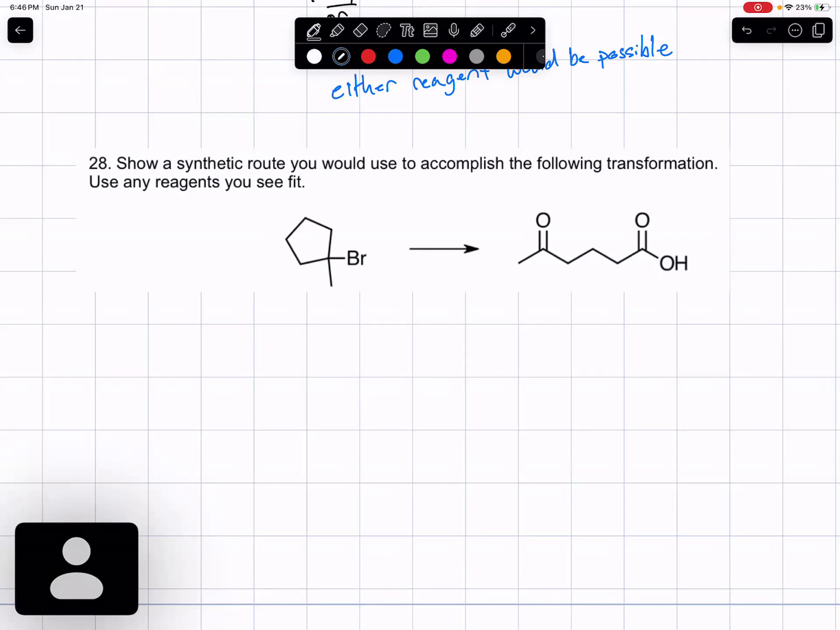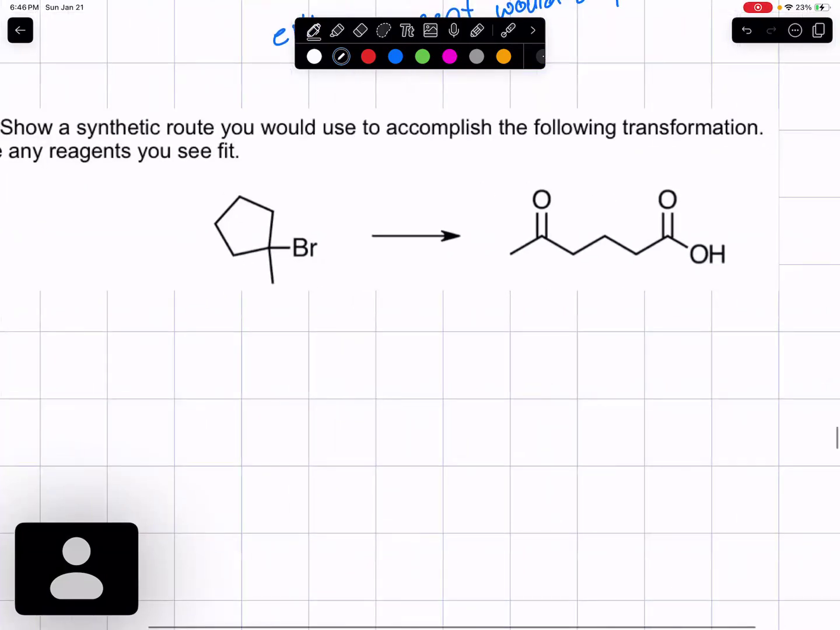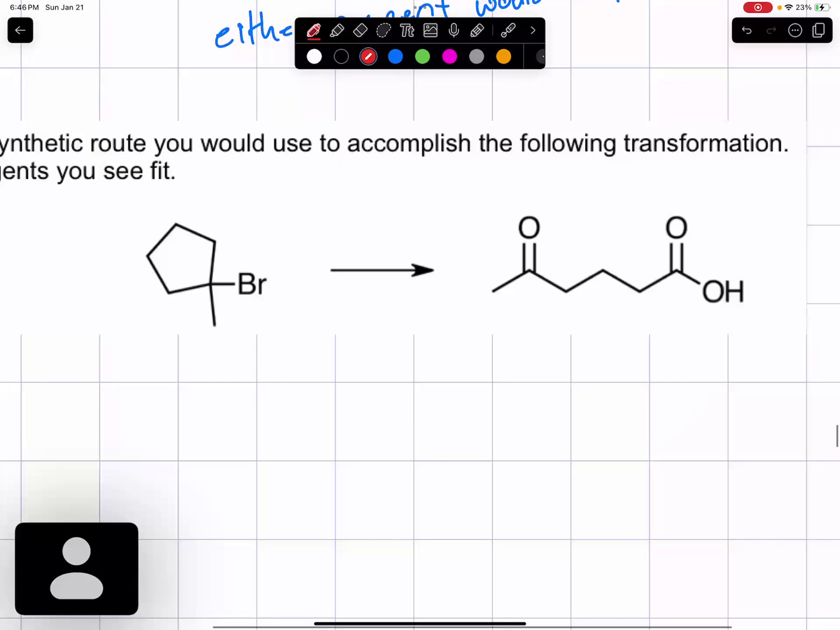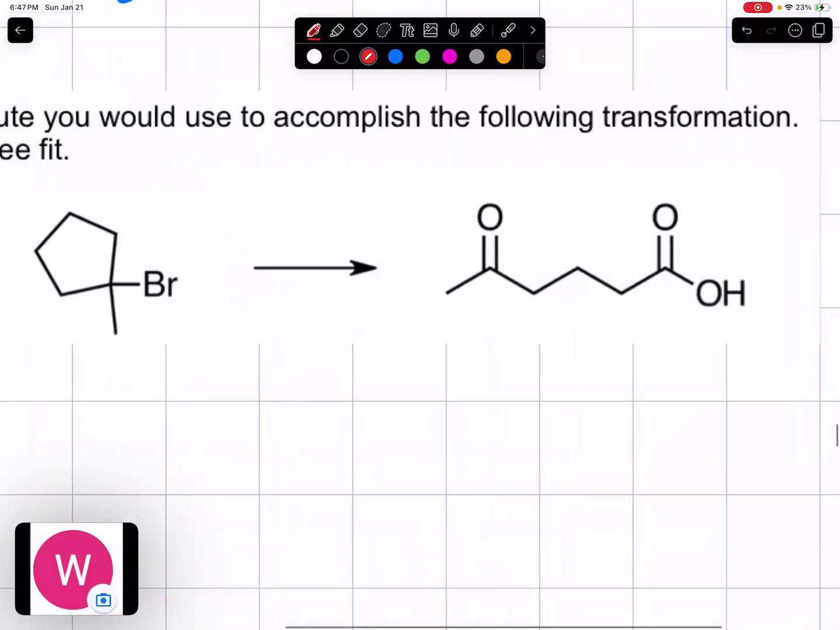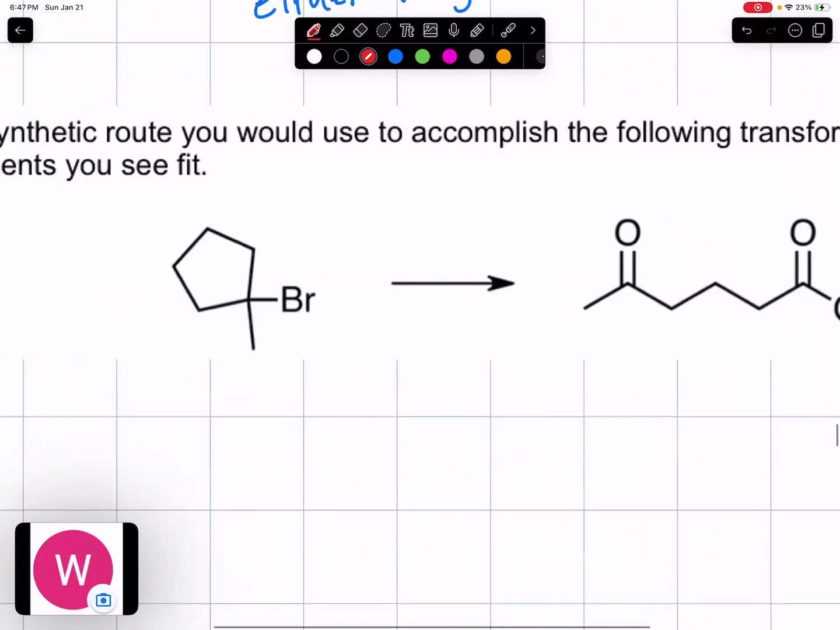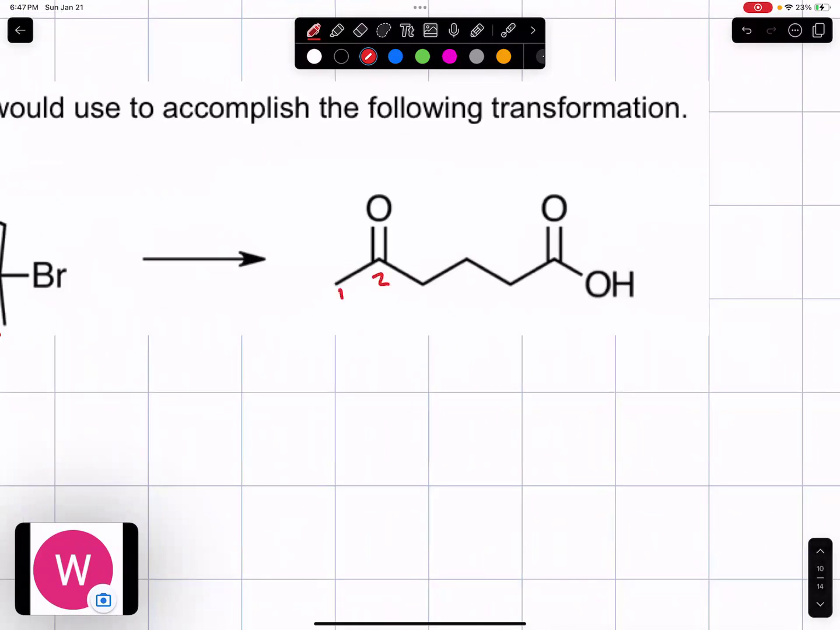But to break a ring, notice, first off, I want you to count your carbons. Notice how many carbons we have. Do we have the same amount of carbons in our reactant and in our product? Let's count. Yes, it's 6. 1, 2, 3, 4, 5, 6. And here we have 1, 2, 3, 4, 5, 6. So we're not extending our carbon skeleton, but what are we doing? We're breaking that ring.